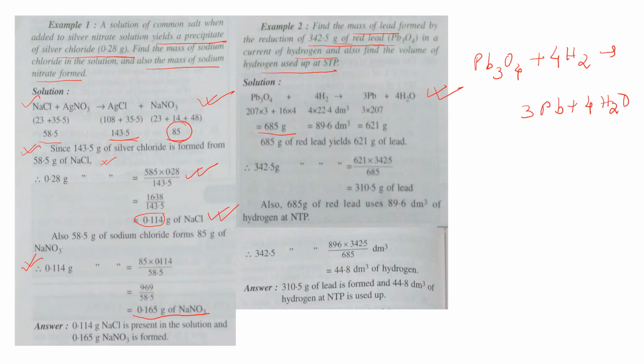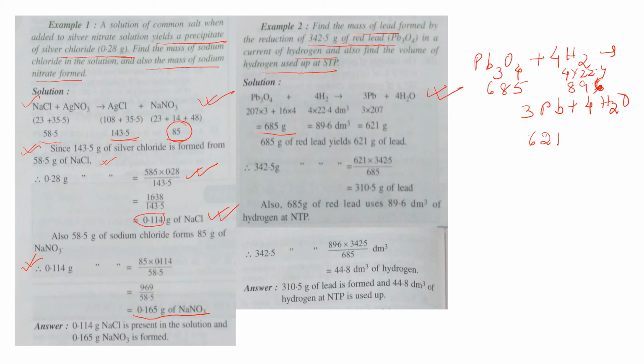Then write down the molecular mass. So this is coming 685, and this is 4 into 22.4 liters because this is a gas. So it is coming 89.6 decimeter cube, or liter. Now Pb is coming 621. All the atomic masses will be given to you, don't worry.